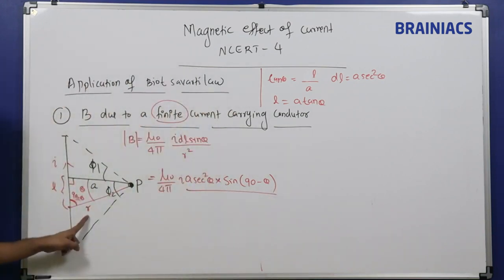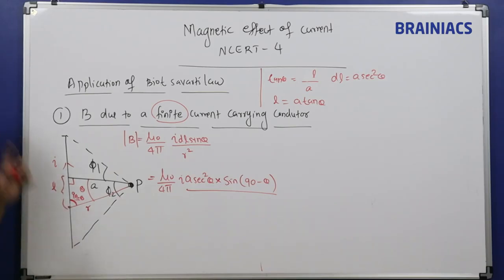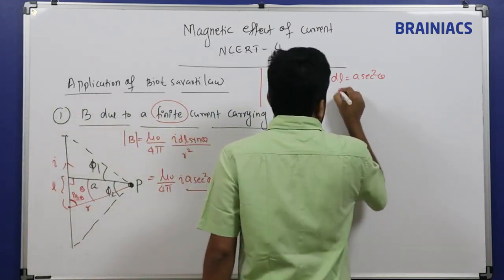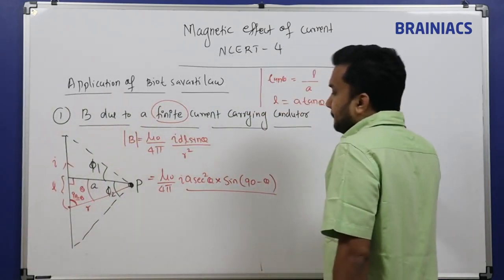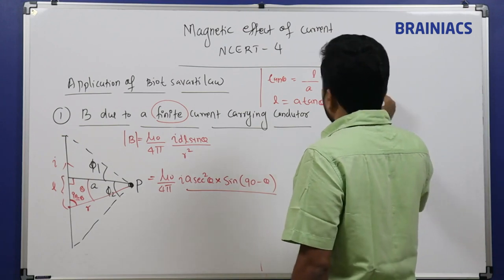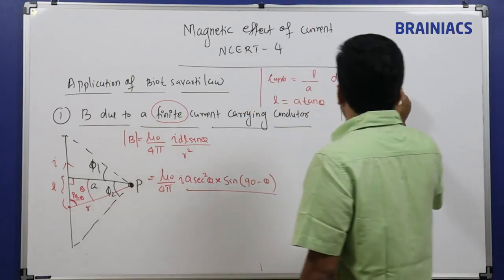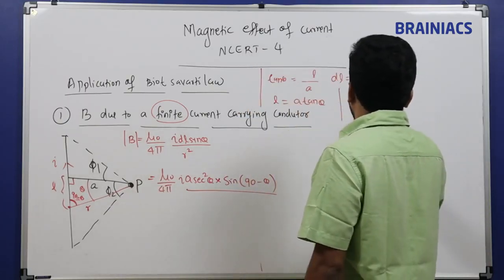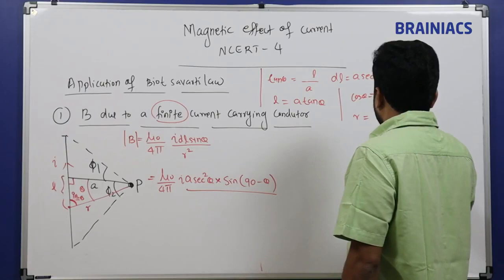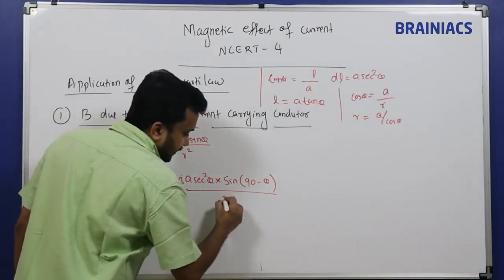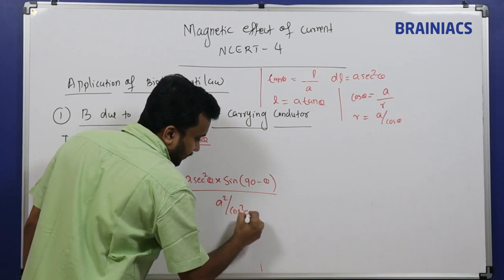So r is also a parameter I have assumed. The only given things in the question are phi 1, phi 2 and a. So I have to replace r. What is r? Let me take cos theta. Cos theta is adjacent side a divided by r. So r is equal to a by cos theta, which means r square is a square by cos square theta.